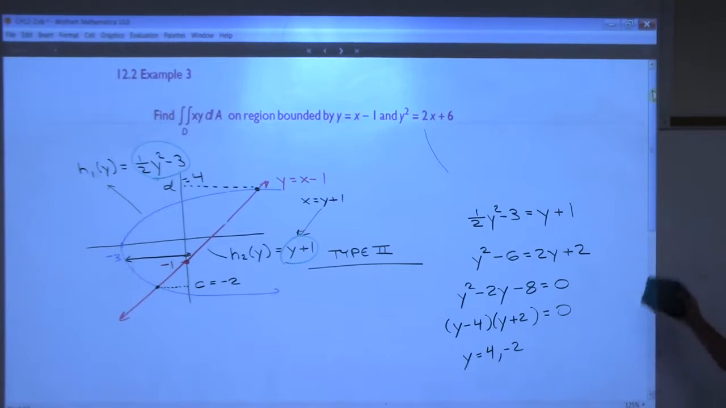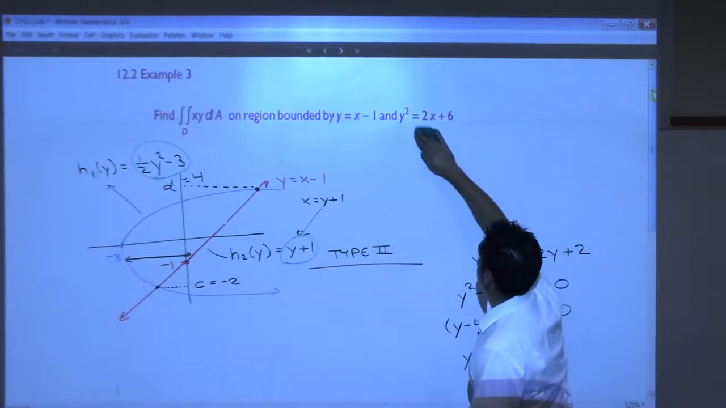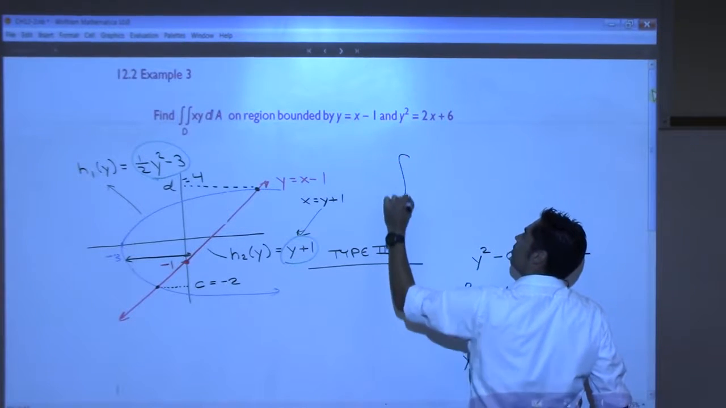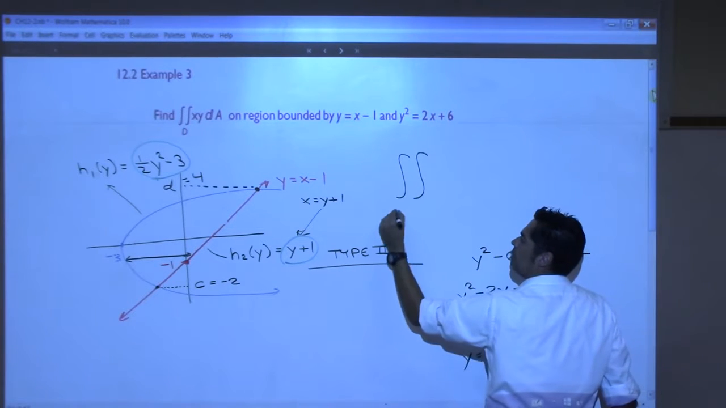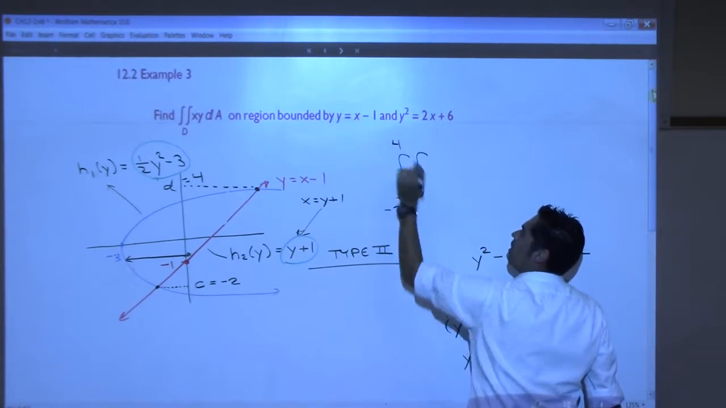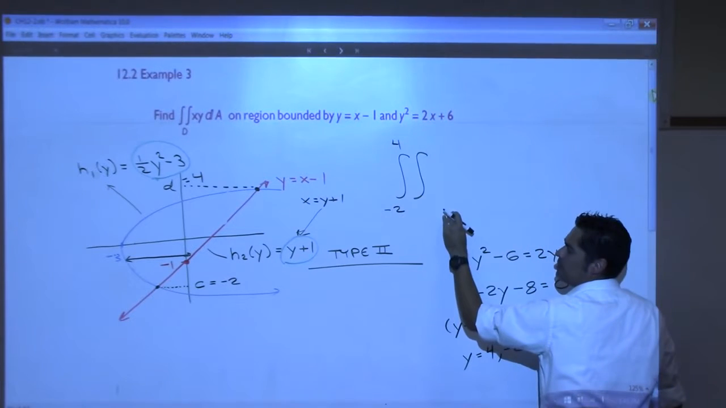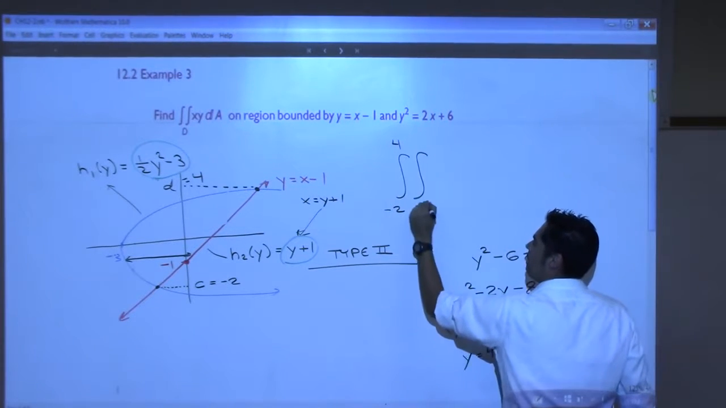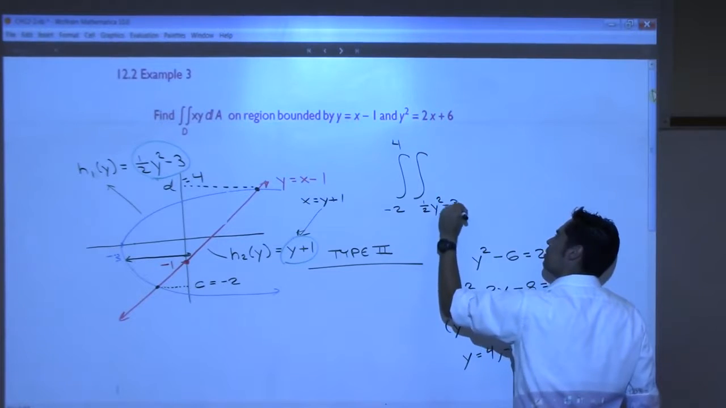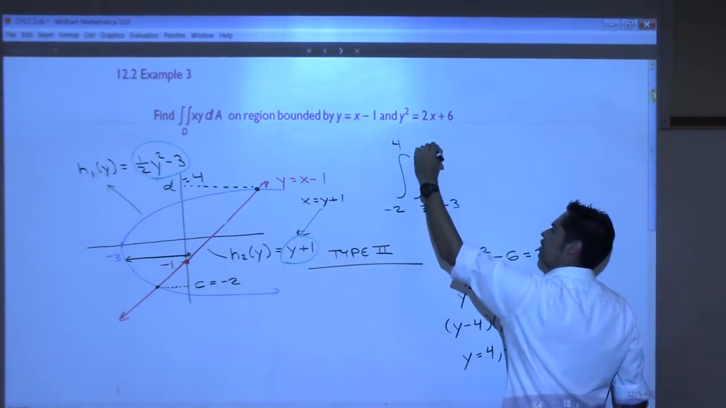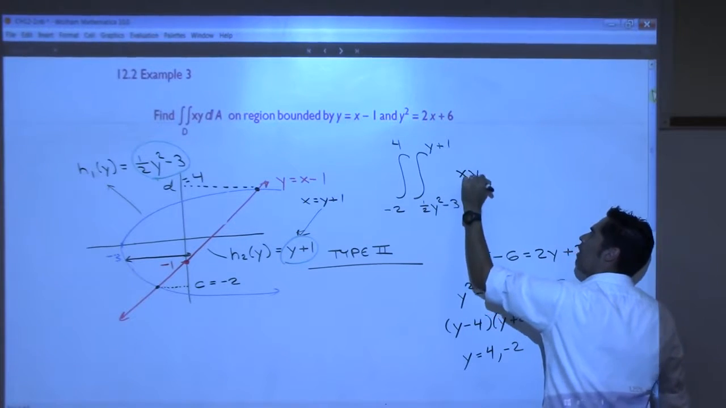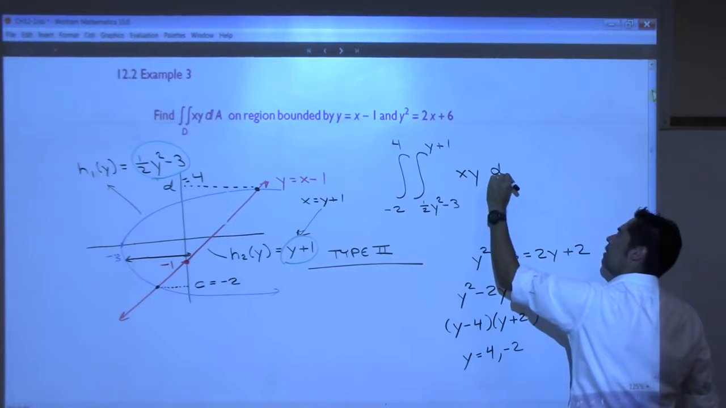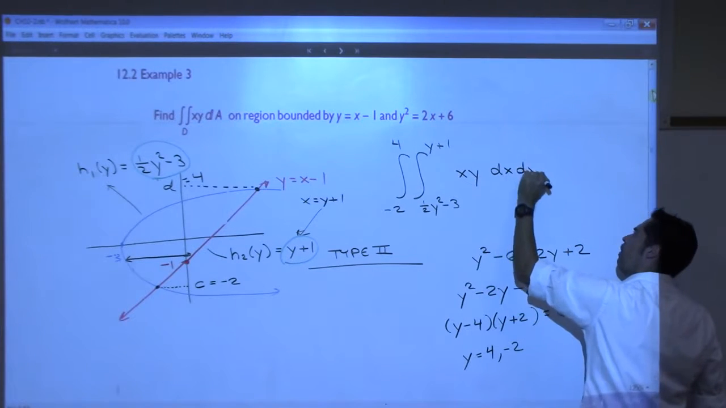All right, here we go. Double integral. What are the limits on the first integral? Negative 2 to 4. And then second integral, what are the limits? 1/2 y squared minus 3 up to y plus 1. The integrand, xy dx dy. There we go.